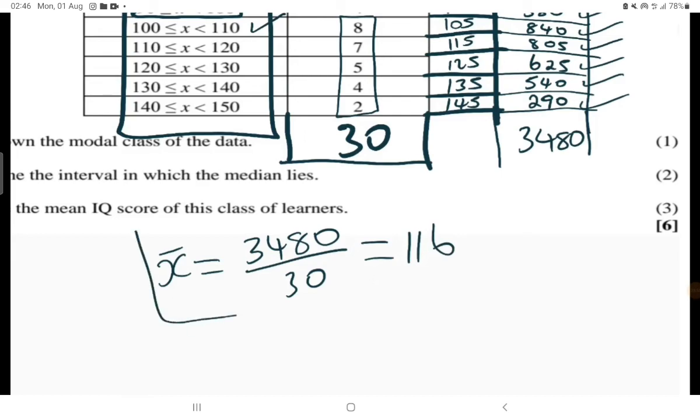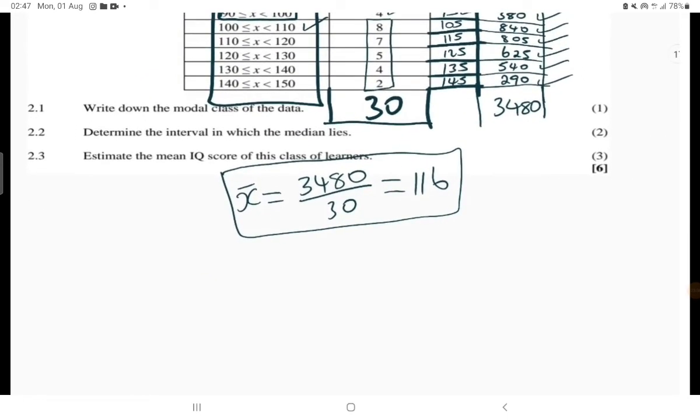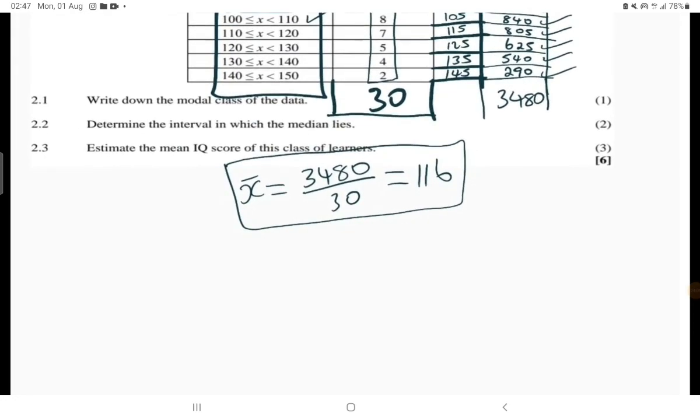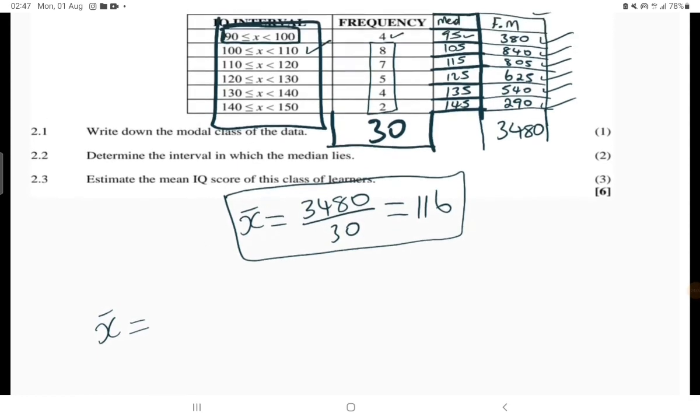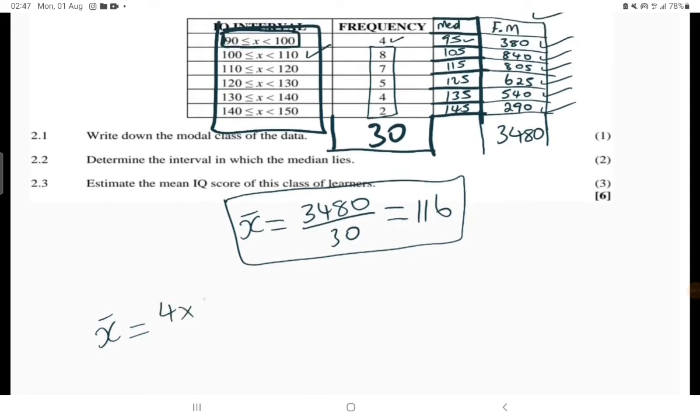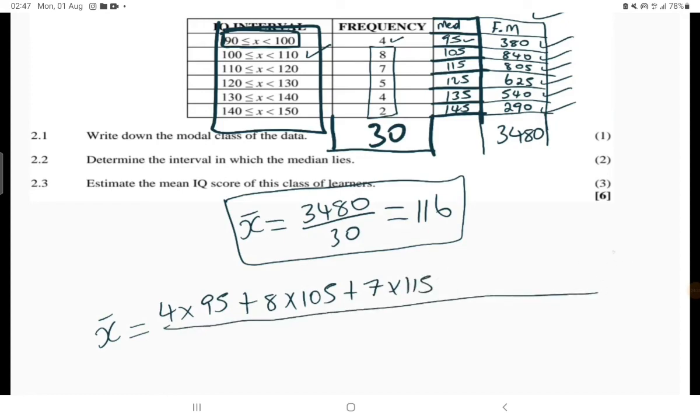116. So this is how we calculate a mean, but some people can do it not necessarily in this table, by knowing it. The mean is going to be the frequency times median, which is 4 times 95, plus 8 times 105, plus 7 times 115, all the way to 2 times 145. Then knowing that you're going to divide by 30, that is going to be your answer.